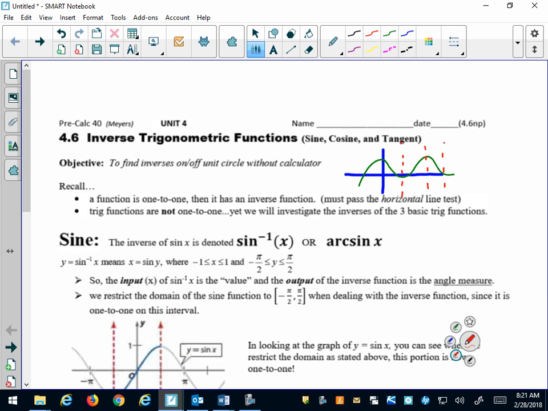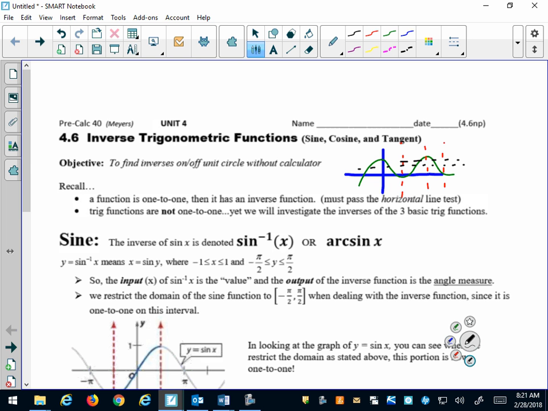That's not enough to know that it's got an inverse, because for it to have an inverse, it has to be 1 to 1, meaning it also passes the horizontal line test. So we need to be able to put horizontal lines through, and it only goes through that function once. Then it has an inverse.